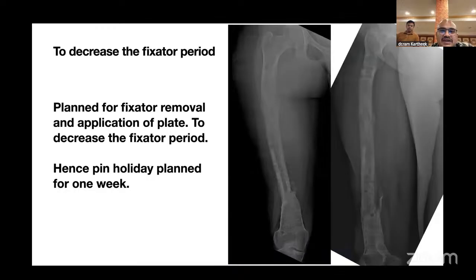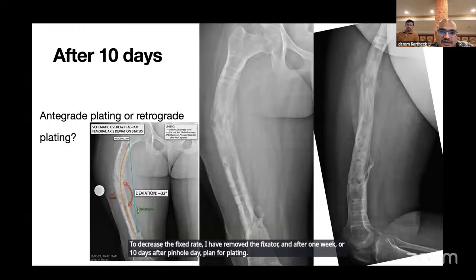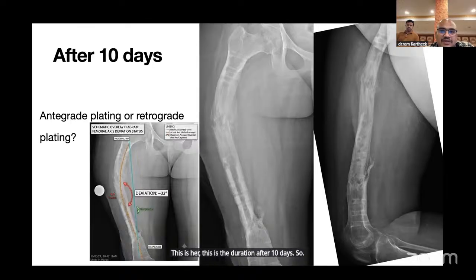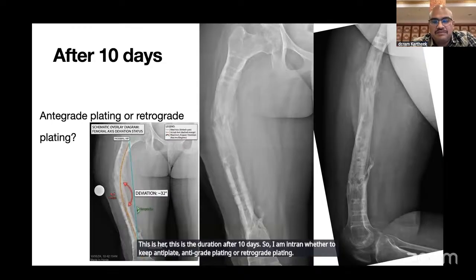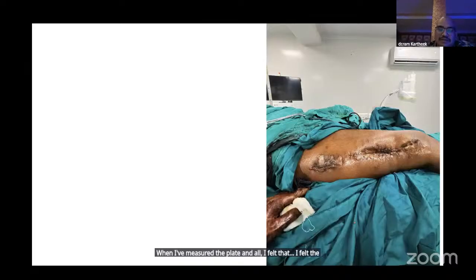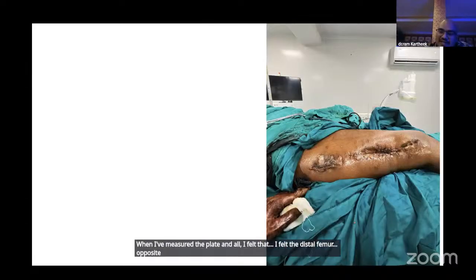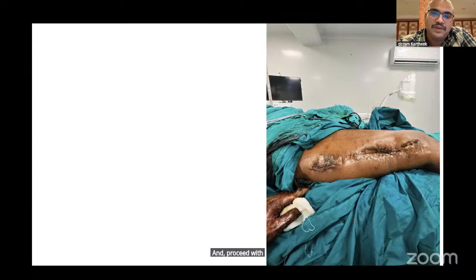To decrease the fixator period, I removed the fixator, and after 1 week or 10 days after the pinhole day, I planned for plating. This is a deviation after 10 days. So I was in a dilemma whether to do antegrade or retrograde plating. When I measured the plate, I felt that the distal femur plate is ideal for this case in a retrograde manner, and proceeded with MIPO plating.